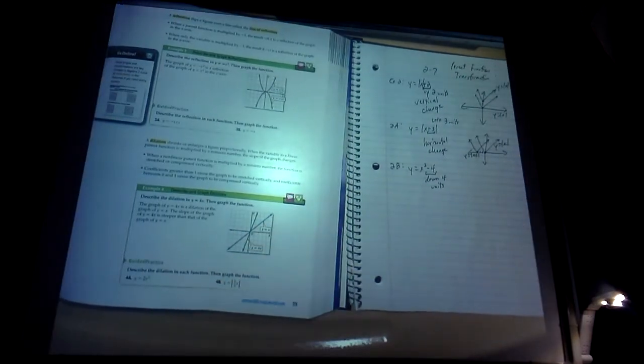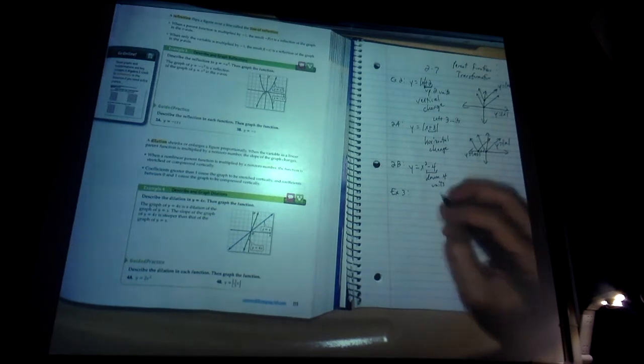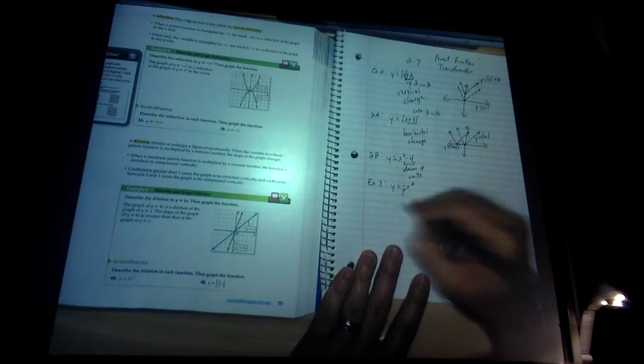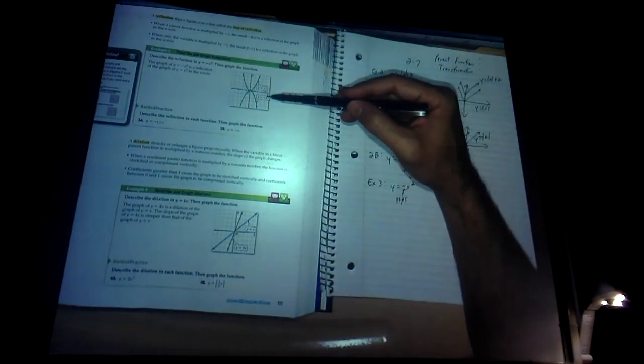All right, reflection, page 111. Reflection is literally what it means. It flips the graph. To get a reflection, looking at example 3 now, we're just going to put a minus sign out in front of the function. It says describe the reflection. So you've got to be able to describe these and then graph them. So y equals negative x squared. A negative in front flips the graph, and it flips it over the x-axis.